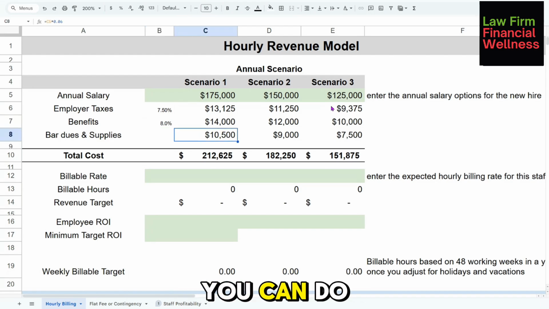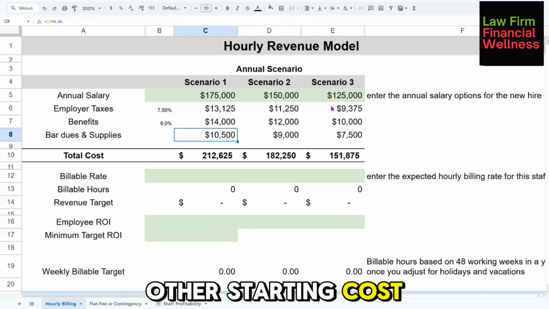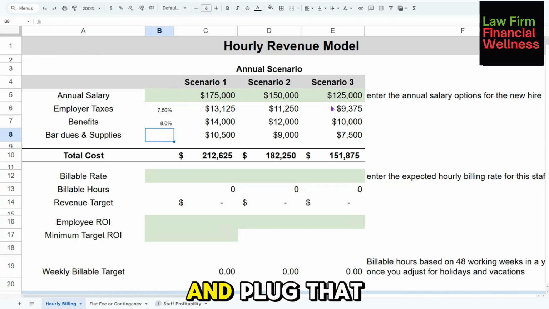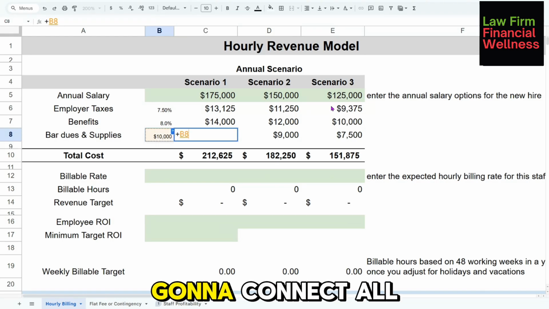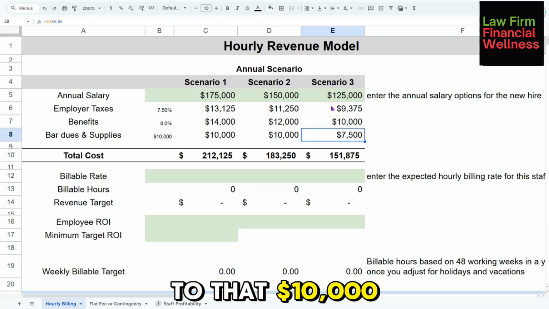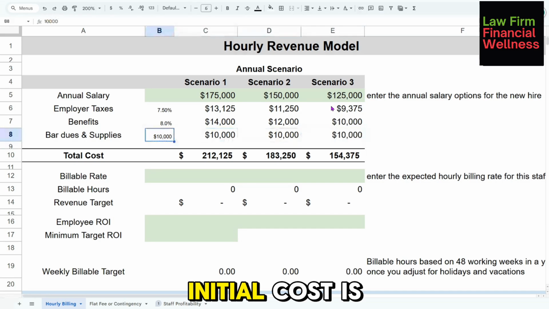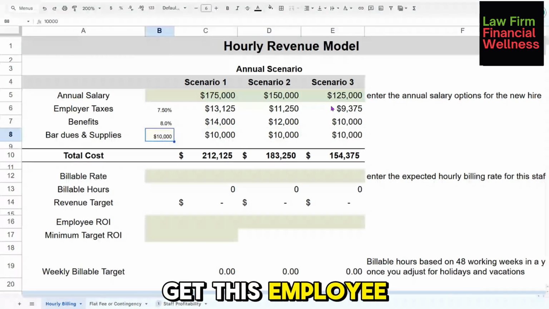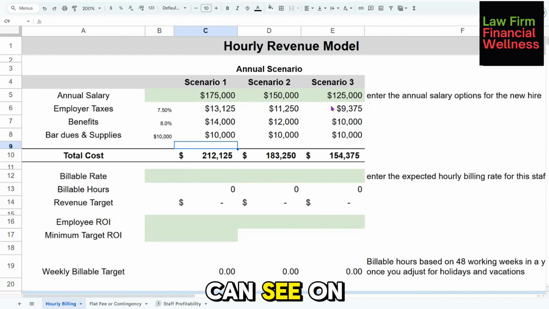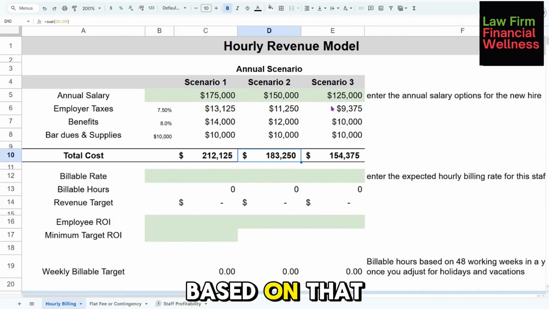Then you can plug in a number here to say, if we hire this person, as far as bar dues go, we have to buy a computer, or if there are any other starting costs, let's just plug that number in here. Let's say it's $10,000, and we connect all of these back to that $10,000 so you can see here's what the startup initial cost is going to be to get this employee started with the firm. So now we can see on an annualized basis, this person is going to cost the firm X amount of dollars based on that salary.